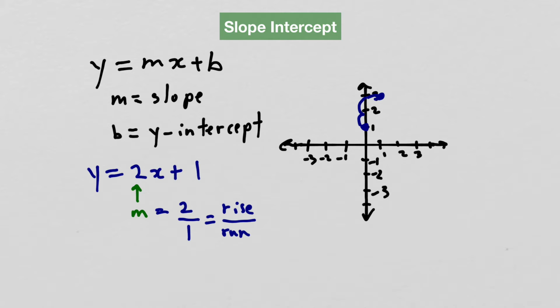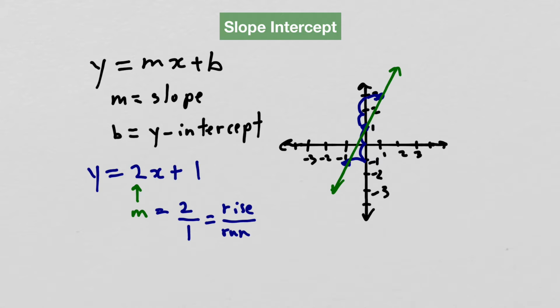Okay, if you rise and run to the right, that means you can also decrease or drop and run to the left. So in this case, starting at the y-intercept, we're going to go down two positions, 1, 2, and then we're going to run to the left 1 position. That lands us right here. Okay, so that means the line looks like this.